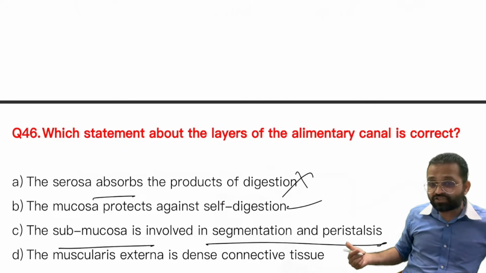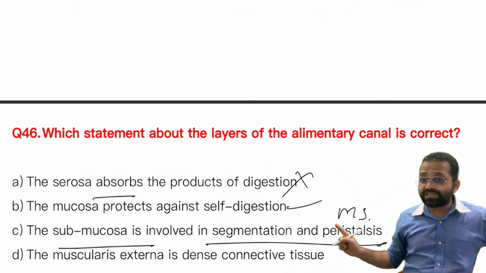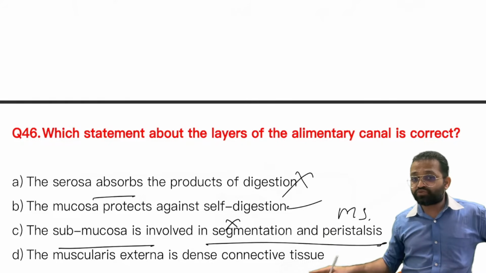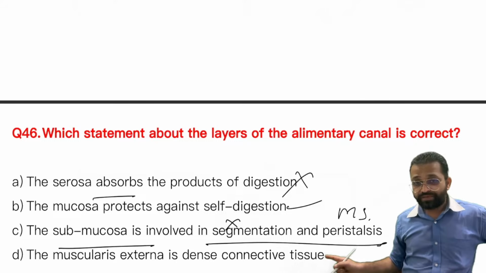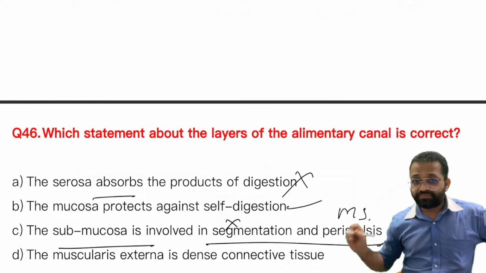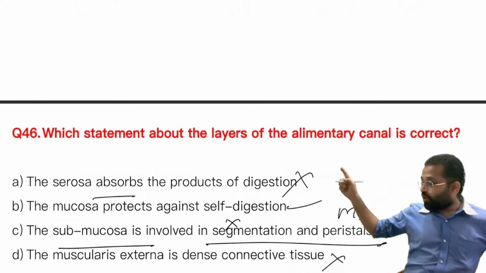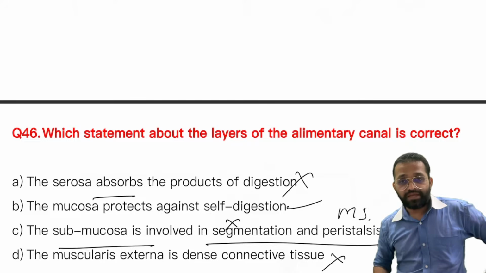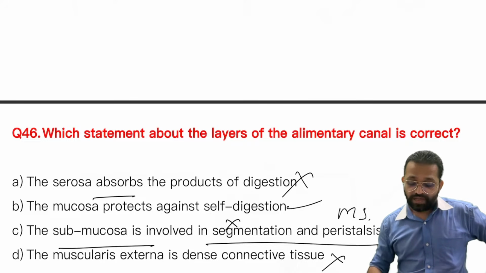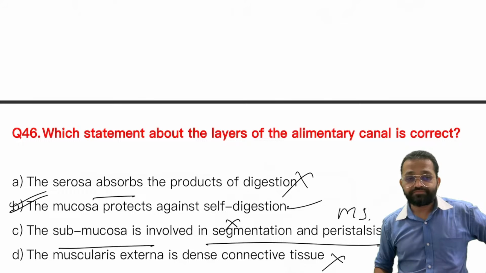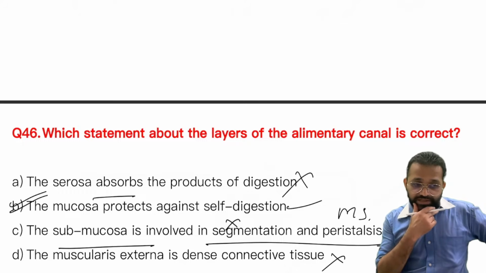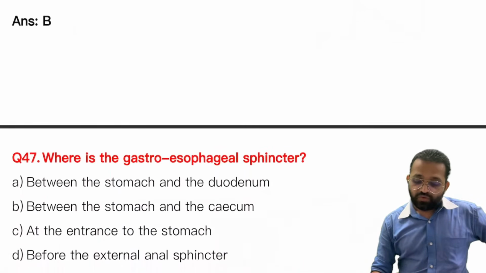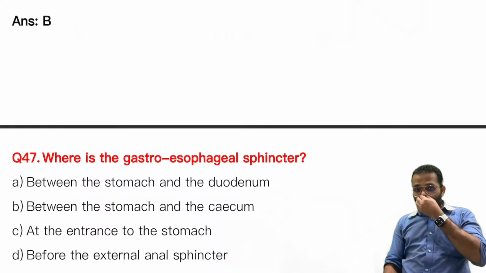Submucosa is involved in segmentation and peristalsis. No, sir. Peristalsis is shown by the muscles, and muscles are found in the muscular layer. So it is also a wrong statement. The muscularis externa is dense connective tissue. No, the connective tissue layer is our serosa. So this is again false. So how to choose the correct answer, we are looking at in this session. Agree everybody? Answer is B. Correct. Aditi, Ram Swarup, Pooja, Ankush, you all are right. 47. What is the gastroesophageal sphincter? Where is the gastroesophageal sphincter?